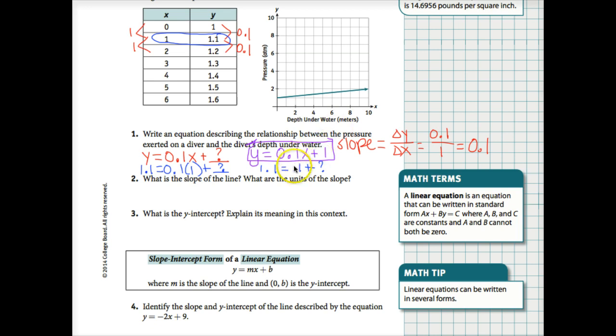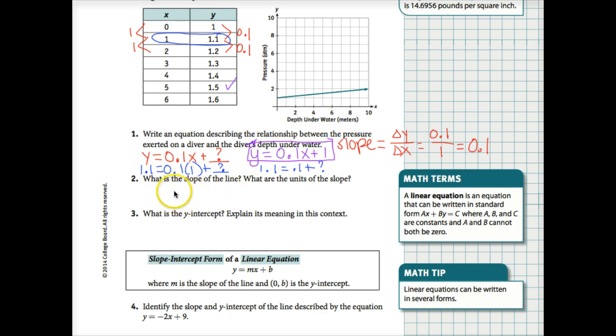And remember that we can confirm that by plugging in any of these x's. We should get the y that corresponds. If I plug in x equals 5, 0.1 times 5 is 0.5, plus 1 is indeed 1.5. So I see that it's working there. Now remember, we could have, of course, also tried to count slope from the graph, but since the change is so small, it's easier to do from the table here. So we wrote the equation, and in the process, we already answered number 2.